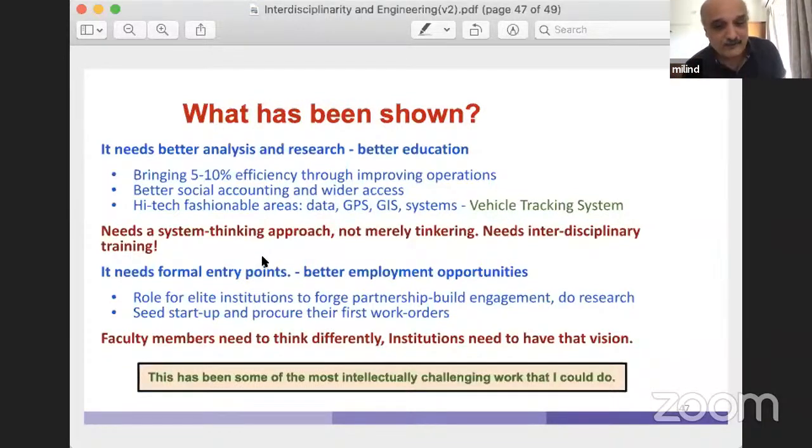I would like a work order from Shahpur Taluka Bus Depot worth 20 lakhs, and I know I can deliver. So we need to get them. We need faculty members to really think differently, and institutions to have that vision. So let me tell you that some of the most intellectually challenging work was this. Drinking water or public transport has been really extremely challenging mathematically and intellectually. I've understood society much better.